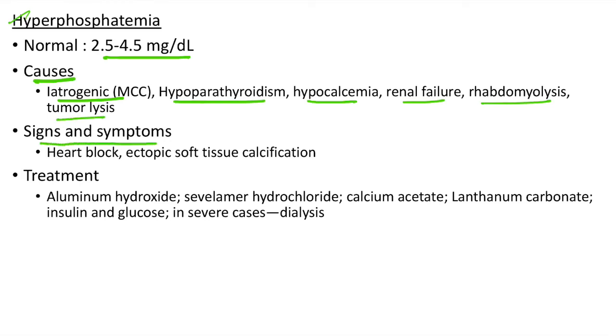What are the signs and symptoms of hyperphosphatemia? Heart block, ectopic soft tissue calcification. How do you treat a case of hyperphosphatemia? Aluminum hydroxide, sevelamer hydrochloride, calcium acetate, lanthanum carbonate, insulin and glucose, and in severe cases we have to do dialysis.